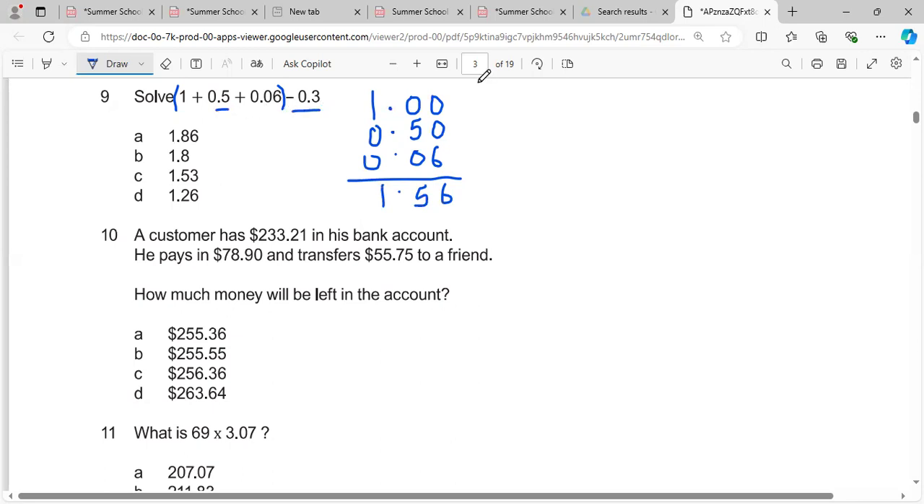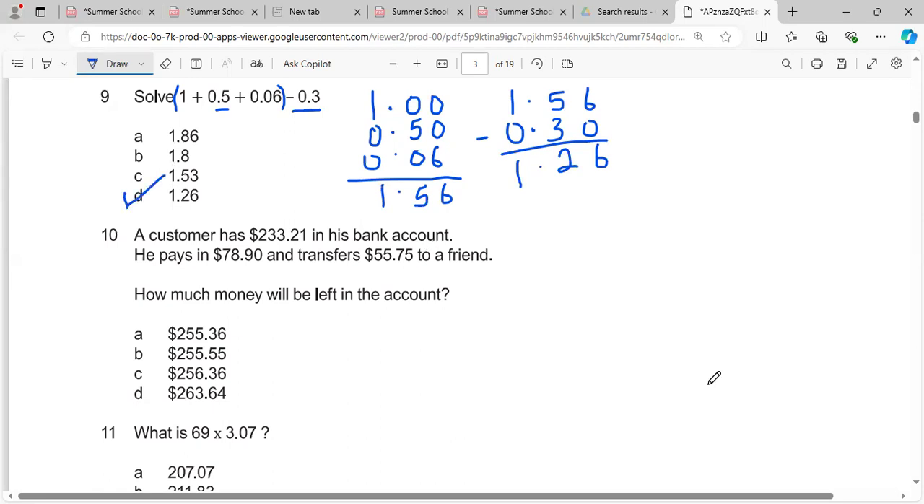However, you need to take away the 0.3 from it. So again, decimal point under decimal point. That's the rule, very important. And then we can subtract. 0 from 6, leaves 6. 3 from 5, leaves 2. And then 0 from 1, leaves 1.